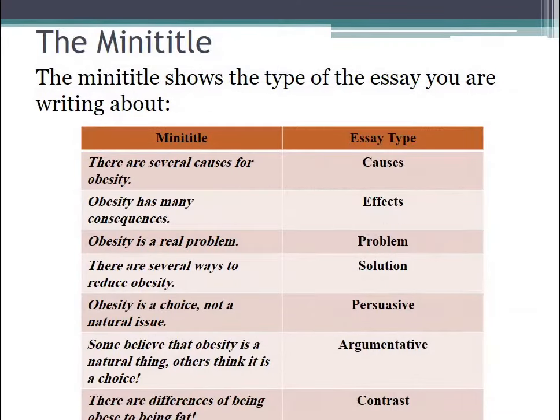In this table, we can see the mini title types and that they show what kind of essay you're writing. If the mini title is telling about the causes, then the essay type is definitely about the causes. If it is telling about the consequences, then the essay type is about the effects. If it's telling about and describing a problem, then the essay type would be a problem. And so on we go with the other kinds like solutions, persuasive essay, argumentative, compare and contrast essay.